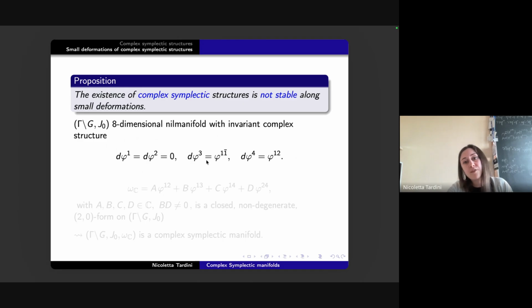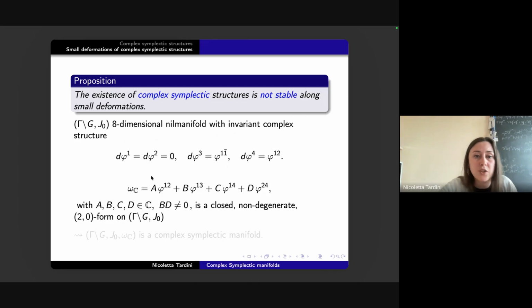The differential of Phi3 is the wedge product of Phi1 wedge Phi1 bar. So this notation just means that this is the wedge product of Phi1 wedge Phi1 bar. And the differential of Phi4 is Phi12, which means that it's the wedge product of Phi1 wedge Phi2, okay?